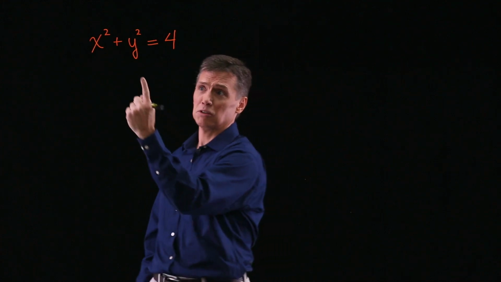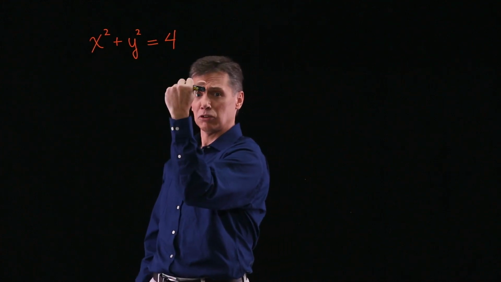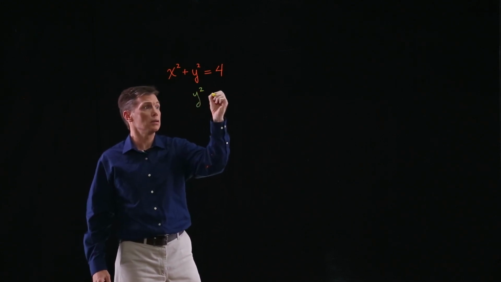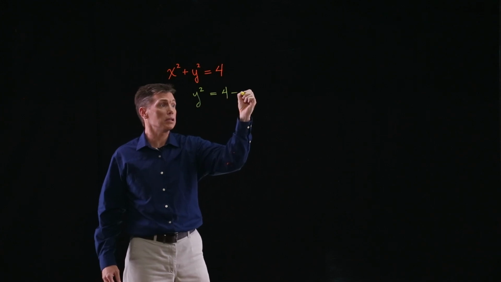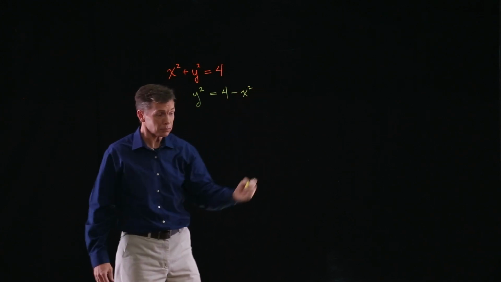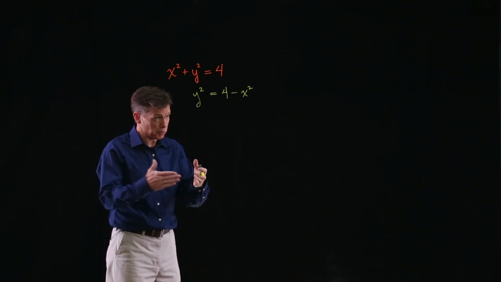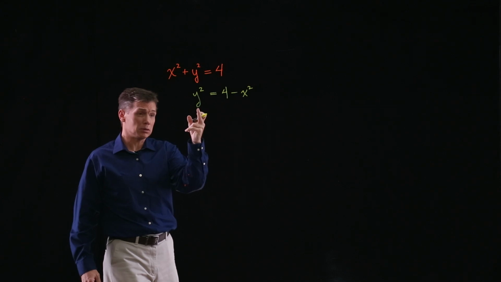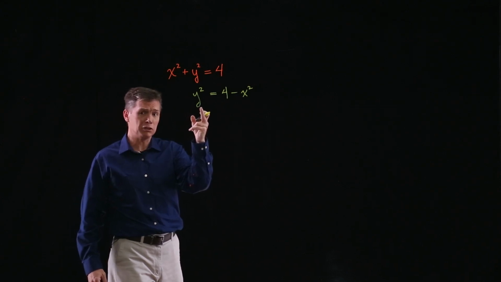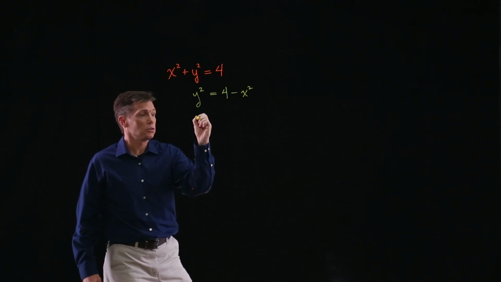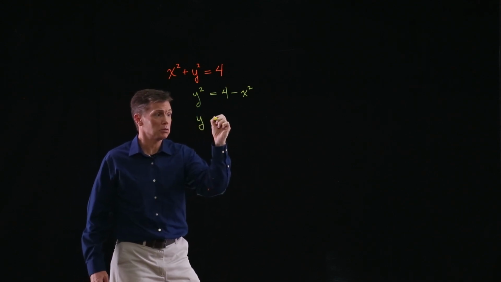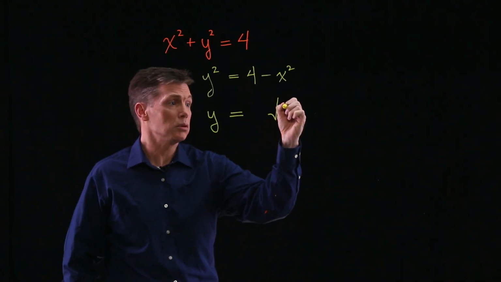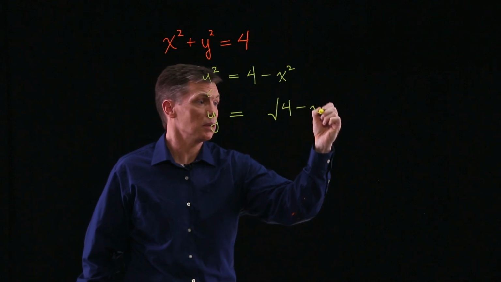If I'm going to do some algebra and try to solve this for y, I'd throw the x squared on the other side to begin, right? So y squared equals 4 minus x squared. And I'm still plowing forward trying to solve for y. What else can I do? Square root, right? If I'm going to get y all alone, I need to square root both sides. So on the left-hand side, when I take the square root, I get just y. On the right-hand side, square root of 4 minus x squared.